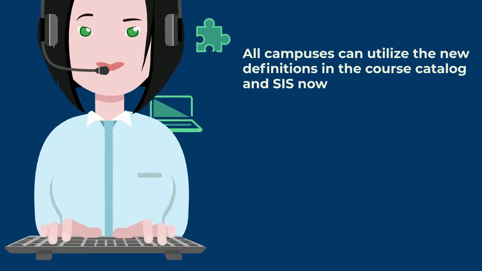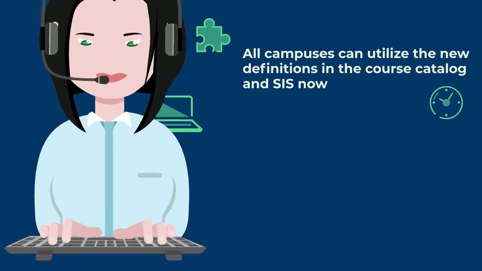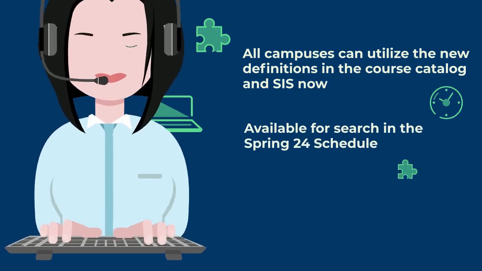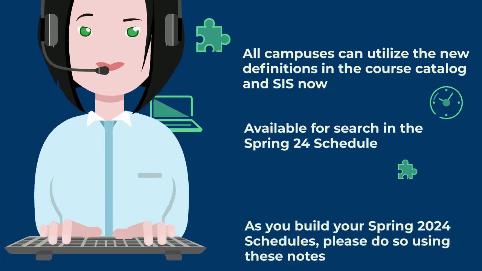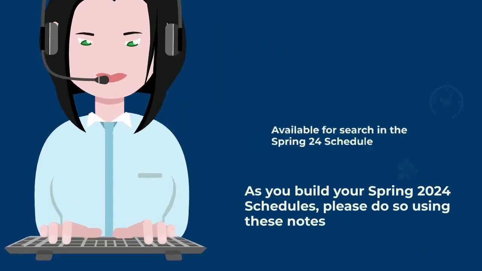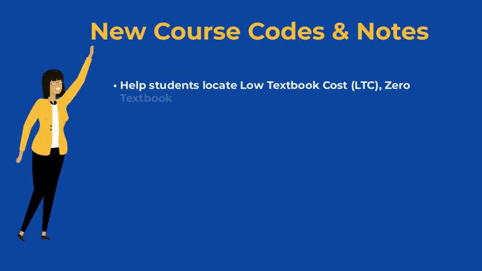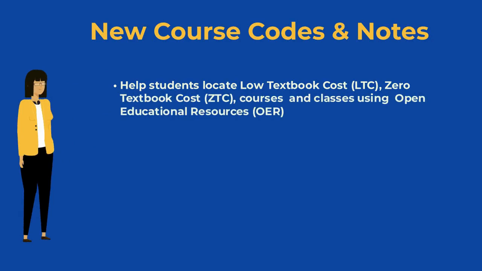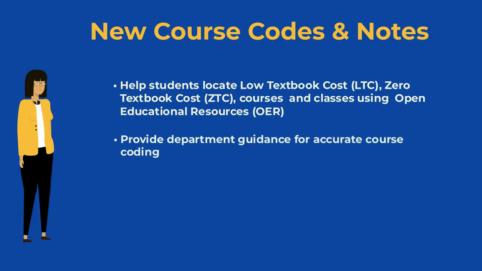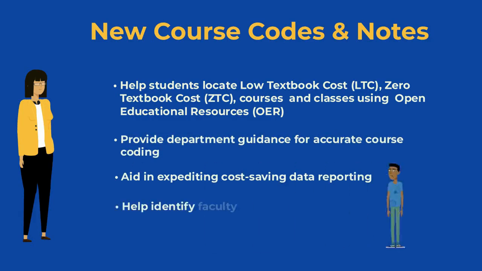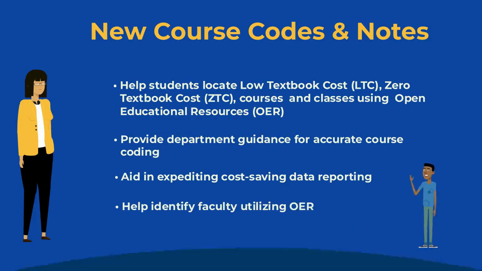All campuses can utilize the new definitions in the course catalog and SIS now, and they will be available for search when the Spring 24 schedule goes live. As you build your Spring 2024 schedules, please do so using these notes. These new course codes and notes will help students locate low textbook cost, LTC, zero textbook cost, ZTC, along with courses and classes using Open Educational Resources, OER. It will also provide department guidance for accurate course coding, aid in expediting cost-saving data reporting, and help identify faculty utilizing OER.